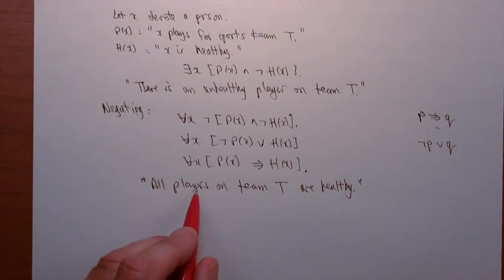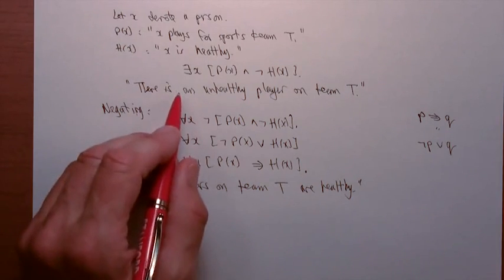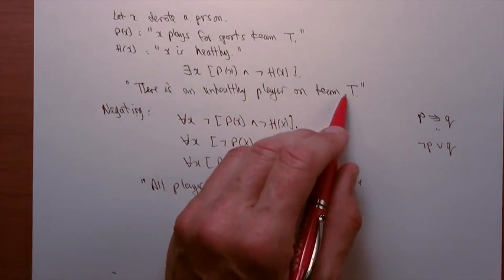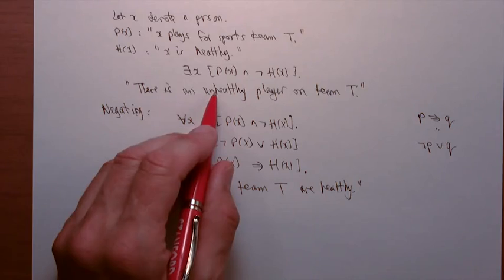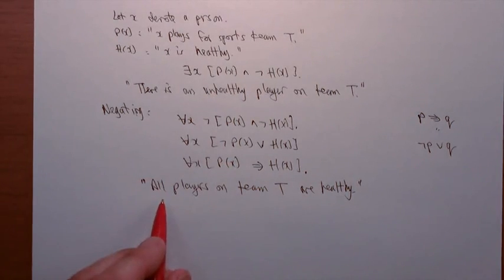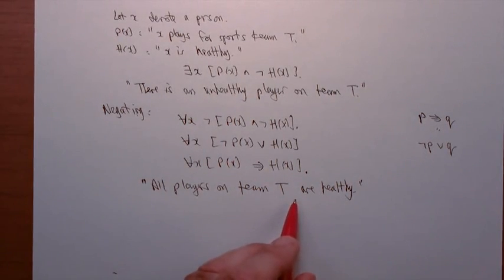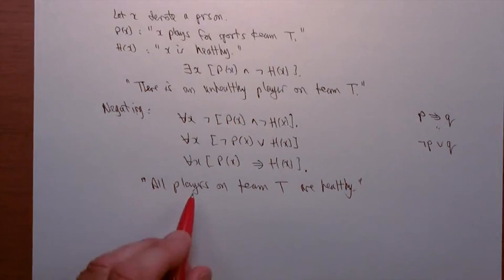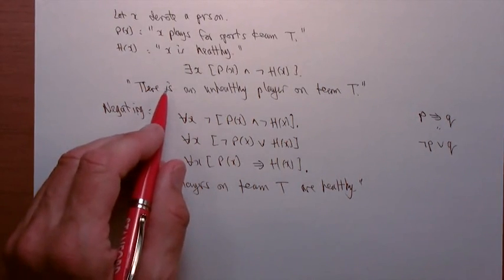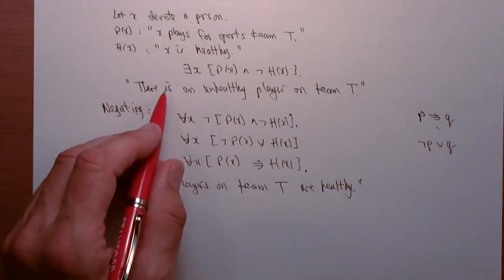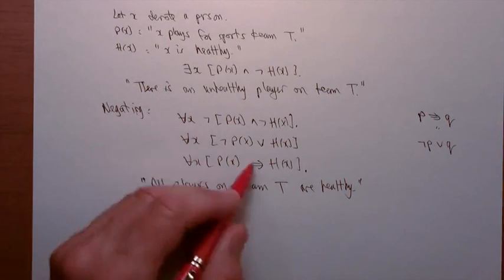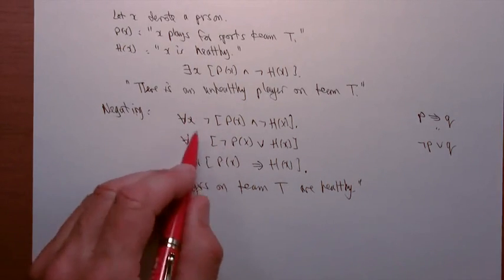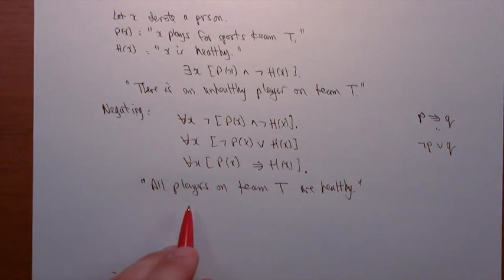Well, is that the negation of that? There is an unhealthy player on team T. Well, if it's not the case that there's an unhealthy player on team T, then all the players on team T must be healthy. Which is definitely the case. That is definitely the negation of that. And again, let me stress, this is not the way you should do this kind of thing. I'm using this to illustrate how negation behaves with quantification.